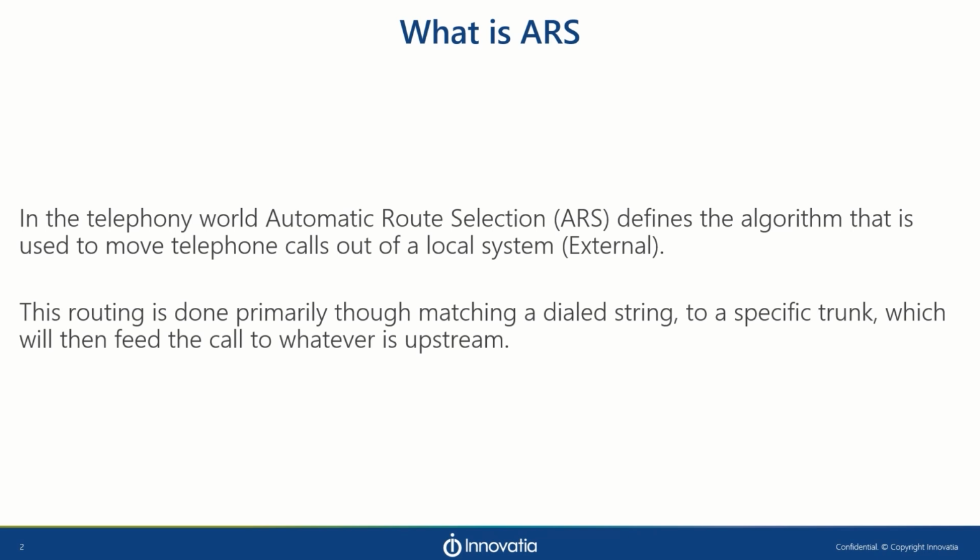Now, generally speaking, these destinations are going to be connected to one another through something called a trunk, and ARS itself is going to primarily function by having a list of specific digit strings, which are then matched to a particular trunk. The trunk in turn is then used to reach whatever is at the endpoint or destination.